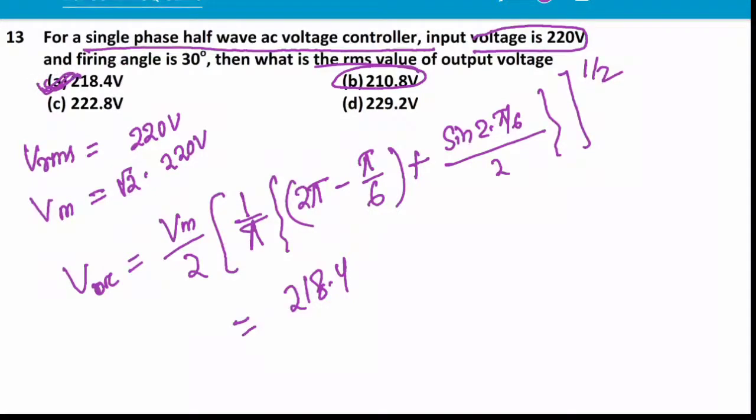So if all the options other than A are greater than 220 volt, then you can select that option without solving. Here options A and B are given, so we can solve it and write the answer.